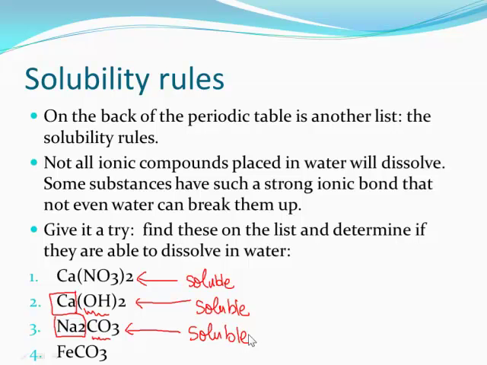Try number 4 this time. You have a carbonate again, and Fe is iron. Well, it says all carbonates are insoluble, but you want to check for any exceptions. Is iron an alkali metal? Absolutely not. Finally, you found one that is insoluble.